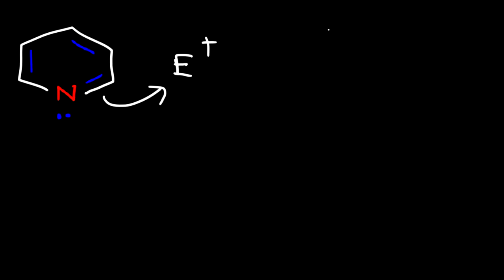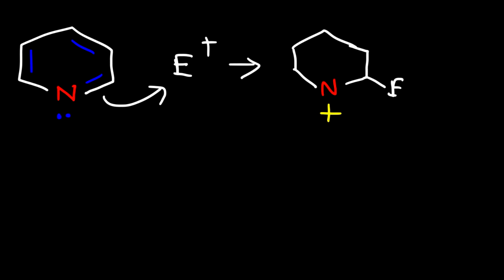Now let's understand why position 3 is favored over positions 2 and 4. And so let's react pyridine with a generic electrophile. So putting the electrophile on position 2 gives us this. So we're going to have the positive charge on the nitrogen atom, and we still have these two double bonds and a lone pair.